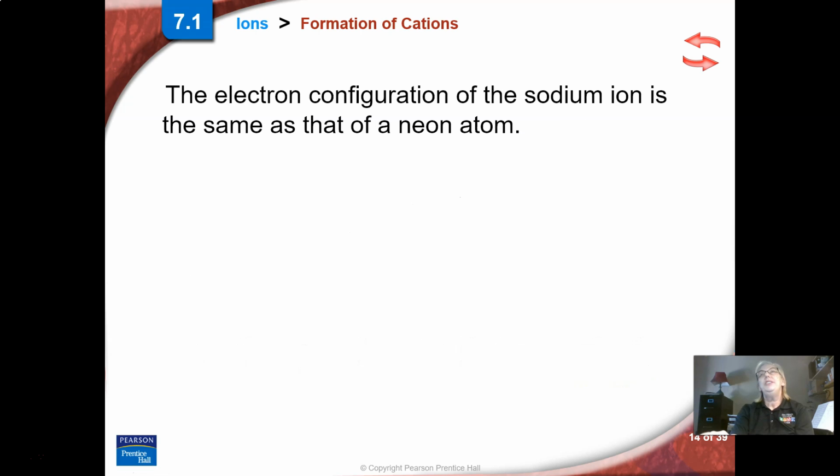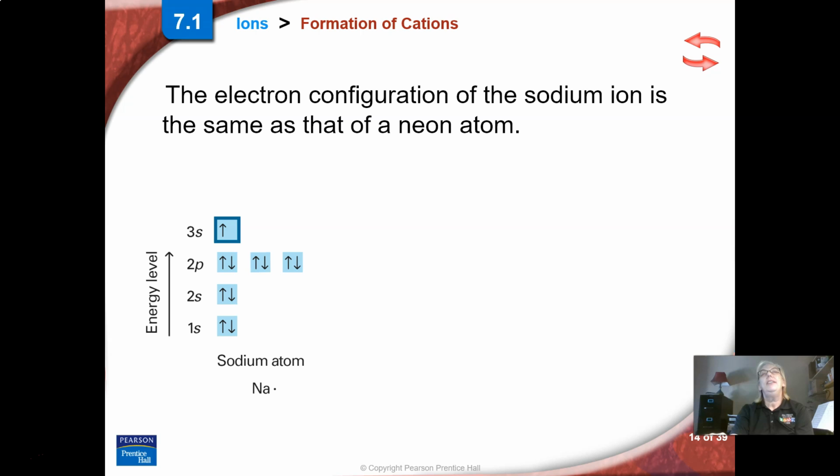So the configuration of sodium is the same as neon, and that's what it wants to do. It wants to have that full octet. So here we go. We've got 2 in the first shell, we've got 2 in the 2s, we've got 6 in the 2p. If it loses this 3s1 guy, it would be really happy. It would be like neon.